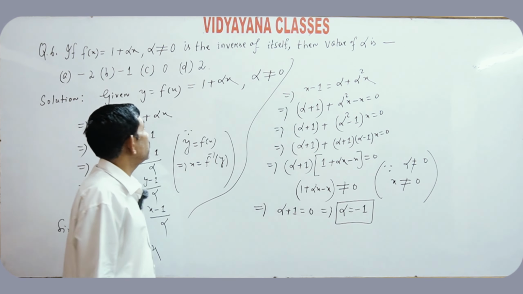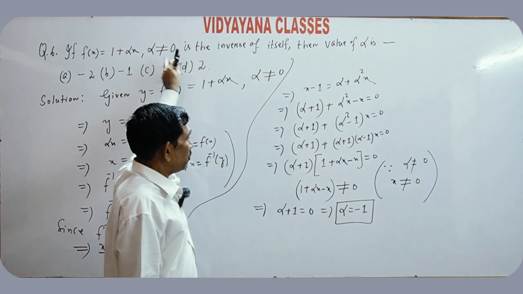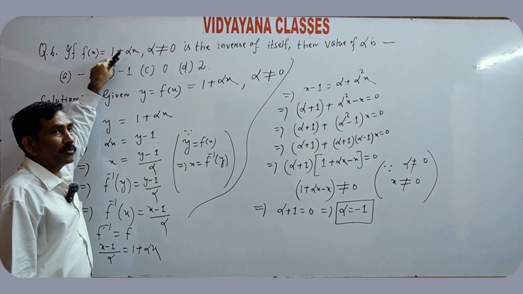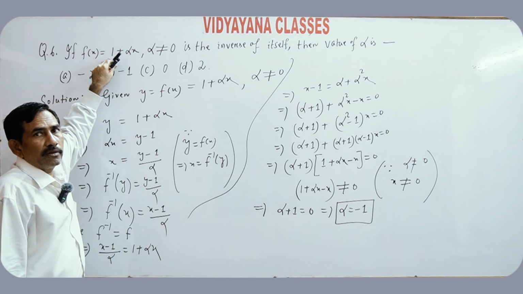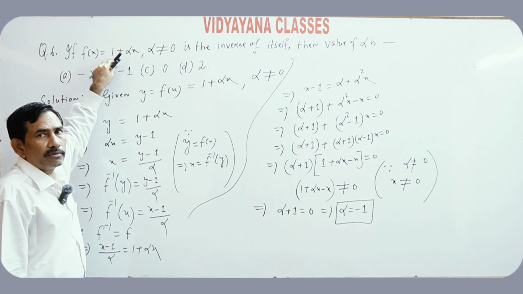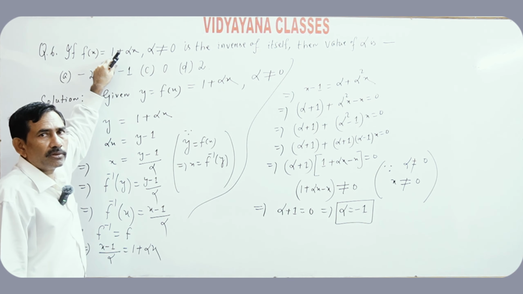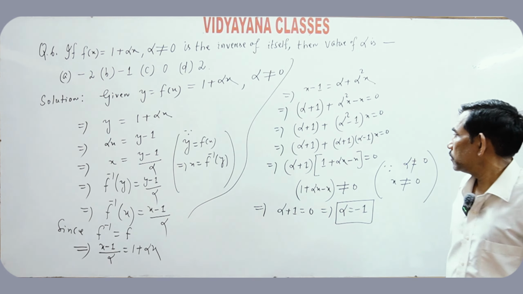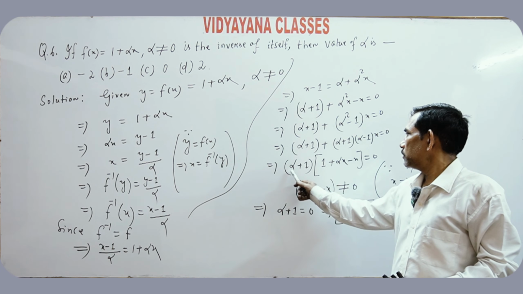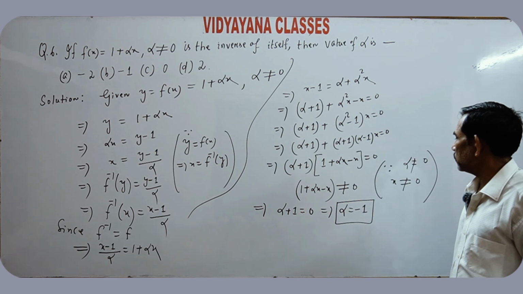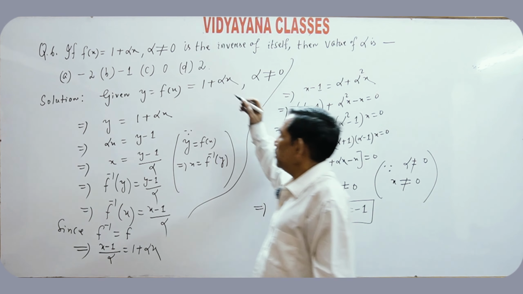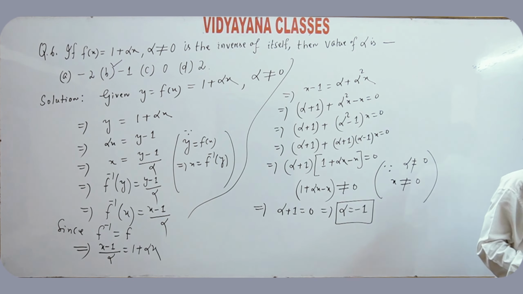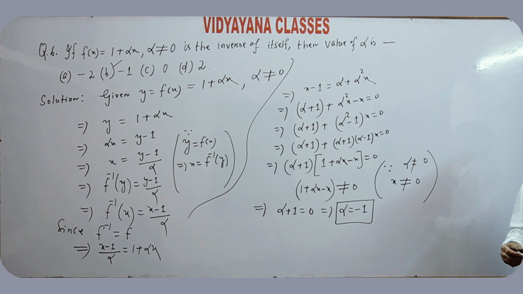Clear? Alpha not equal to 0. Also x not equal to 0. If x equal to 0, then fx is equal to 1, which is a many one function, that is a constant function, which is not invertible. That means inverse of the function does not exist. So alpha plus 1 equal to 0, alpha is equal to minus 1. So the correct option is B, that is minus 1. Note down.